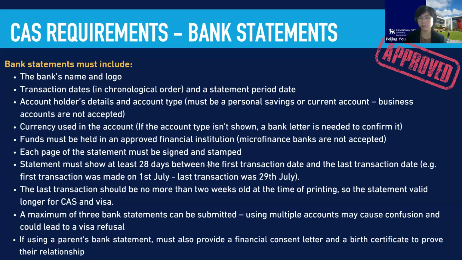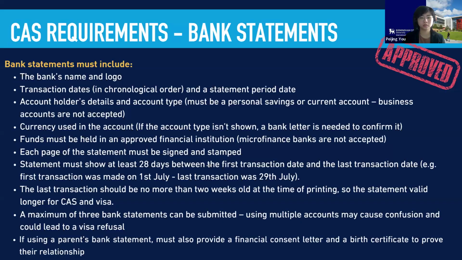Another important thing you need to check on your bank statement is the transaction date. Apart from the 28-day statement period, you also need to show 28 days between the first transaction showing on your bank statement and the last transaction. For example, if the first transaction is on the 1st of July, then the last transaction we need to see must be made on the 29th of July. This is just an example of the two transactions.